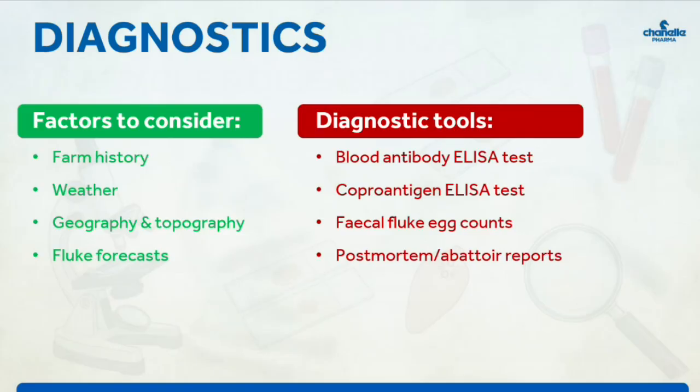Fluke worm egg counts will obviously be useful for chronic fasciolosis, but remember, it's only the adult fluke that are going to be producing eggs. And again, post-mortem and abattoir reports can indicate if there's a particular problem on a farm.